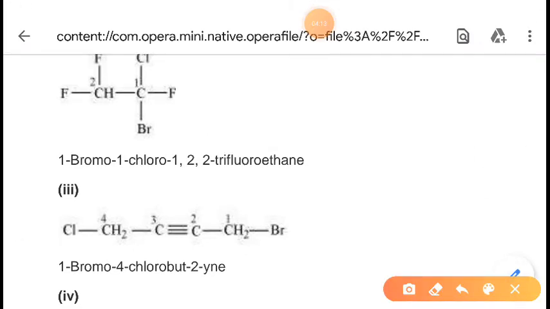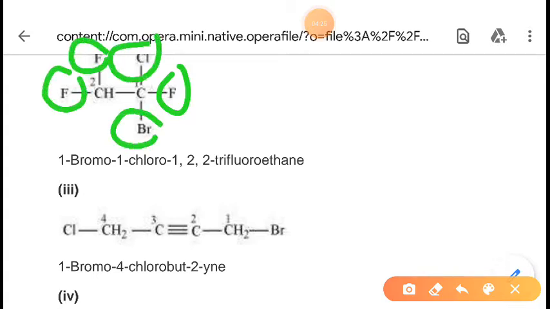So you can see here in one position there is 1 fluorine, and in the second position also 1 fluorine, 1 fluorine here, 1 bromine is there, and 1 chlorine is here. So how will we name it? In the first position bromine is there, 1 bromine, and in the second position chlorine is there, 1 chlorine, and in the first and the second position 1, 2, 2, which will be trifluoroethane.